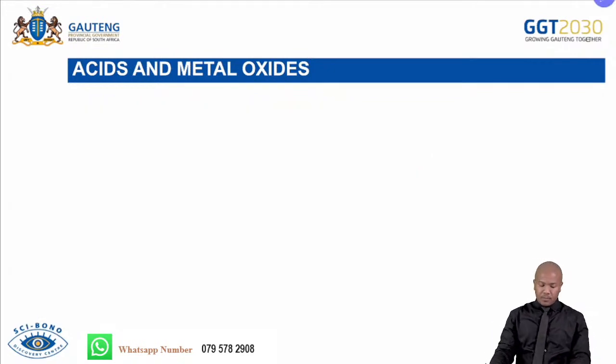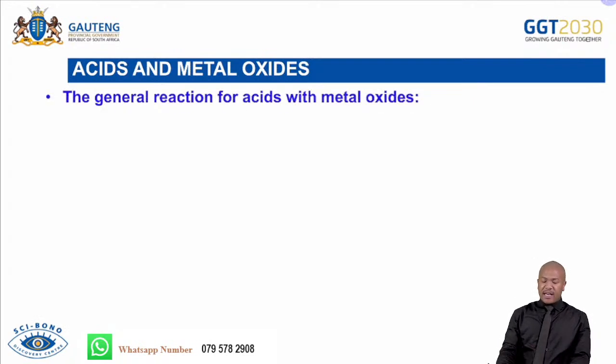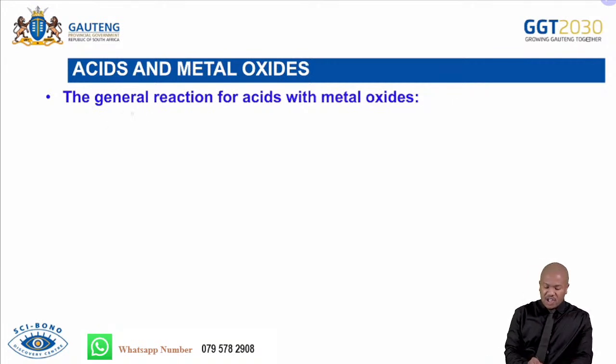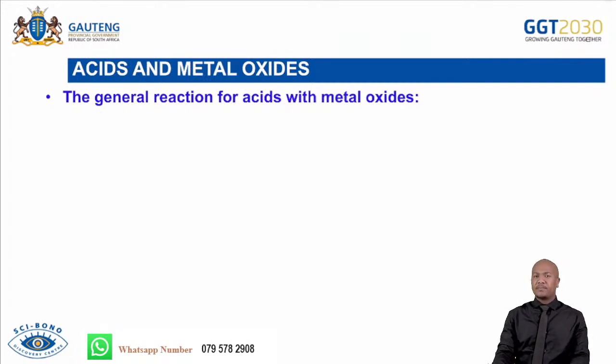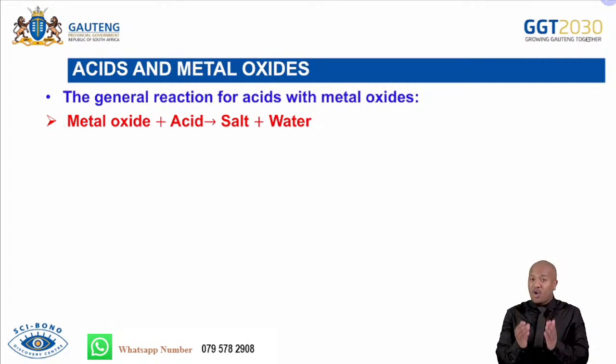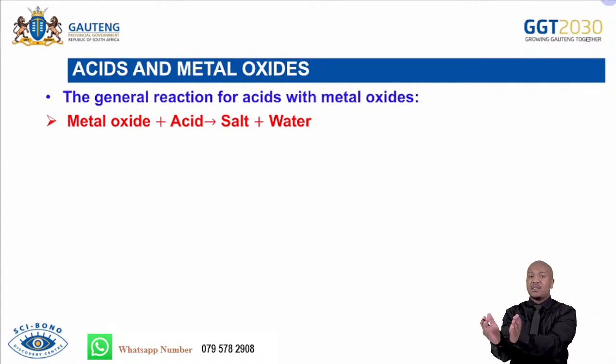Right. So now, during a reaction of acids and metal oxide, remember that a salt and water is formed. Now let's look at the general reaction for acids with metal oxides. The general reaction is metal oxide plus an acid forming the salt and water that I'm talking about. So we're going to explore examples now. Example of the metal oxide plus the acid reacting together, forming the type of salt that we don't know, and water.